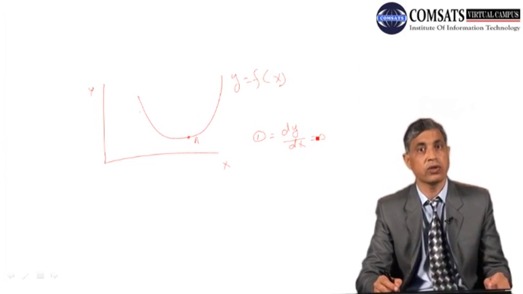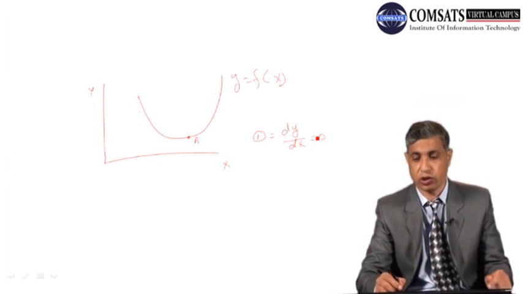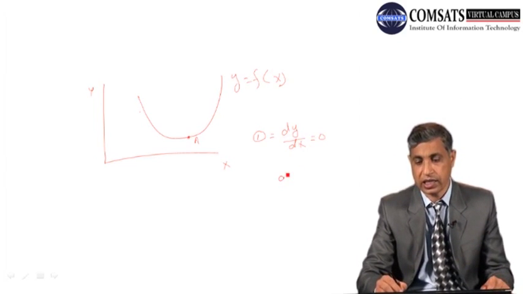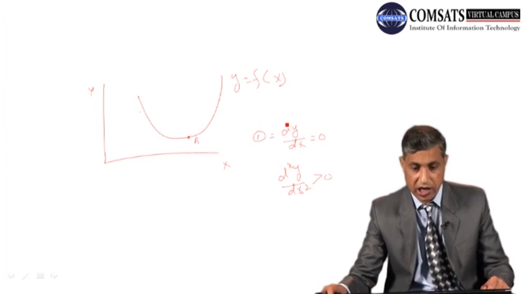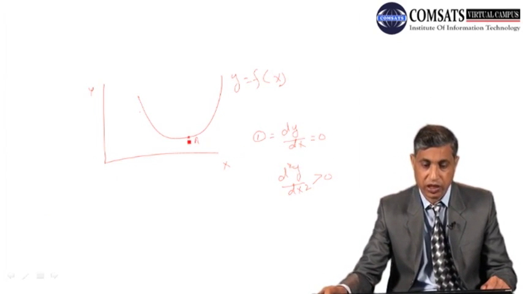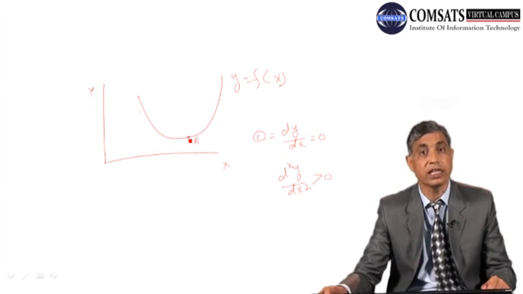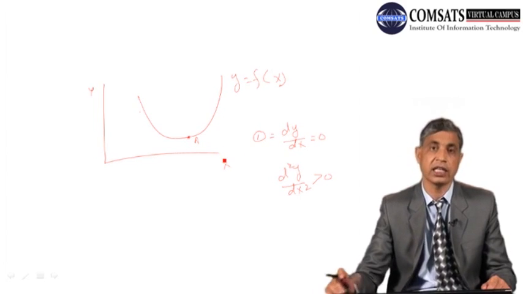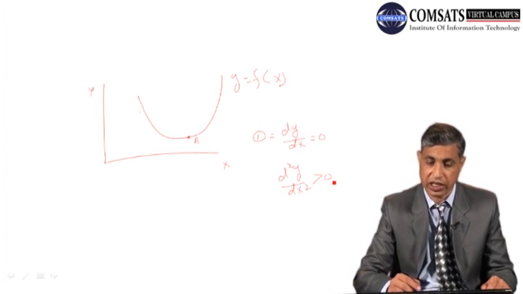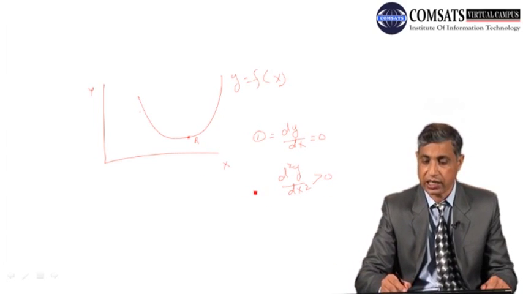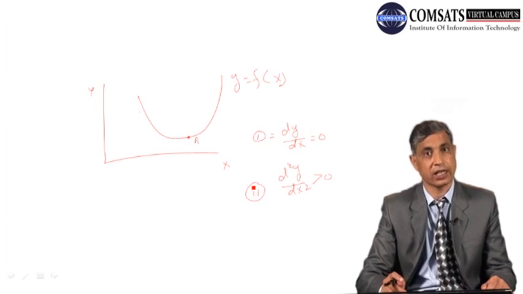The first derivative at this point should be equal to 0, and the second derivative, d square y over dx square, should be greater than 0. It should be positively sloped. If you see here, up to here the function is going down, decreasing, and after point A it is increasing. That is why the sufficient condition becomes that the second derivative should be greater than 0.